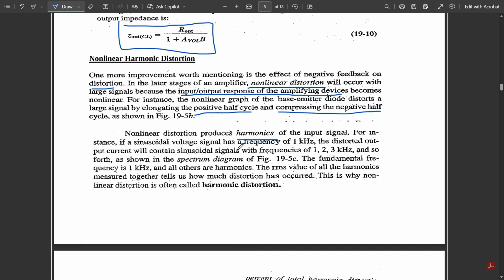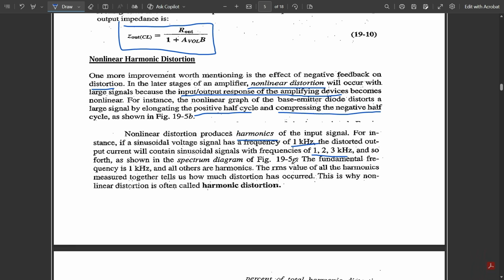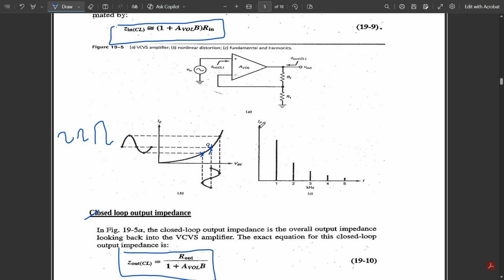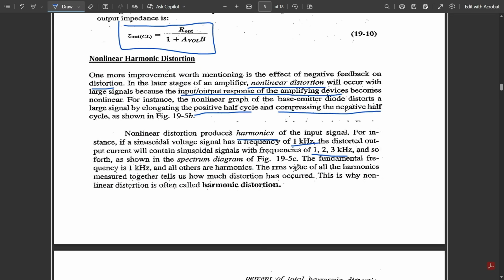For instance, if the sinusoidal voltage has a frequency of 1 kilohertz, the distorted output current will contain sinusoidal signals with frequencies of 1, 2, 3 kilohertz and so forth, as shown in the spectrum diagram, that is this harmonic spectrum diagram. Initially it would be high, but as it goes on it gets lower, turning to zero at somewhere around 10 to 20 kilohertz. So the fundamental frequency is 1 kilohertz, and all other frequencies generated are the harmonic frequencies. The RMS value of all the harmonics measured together tells us how much distortion has occurred. This is why non-linear distortion is often called harmonic distortion.